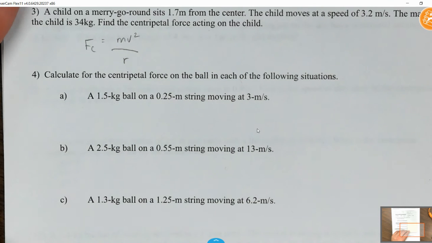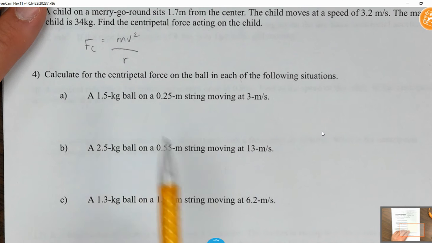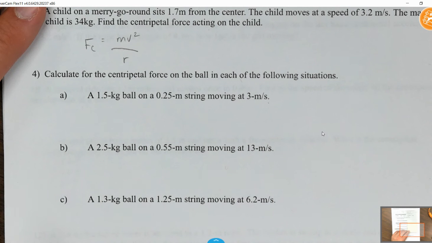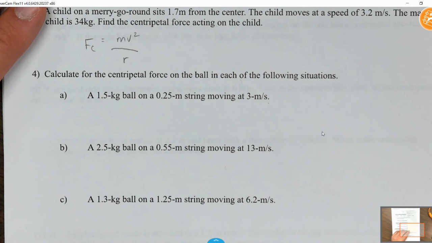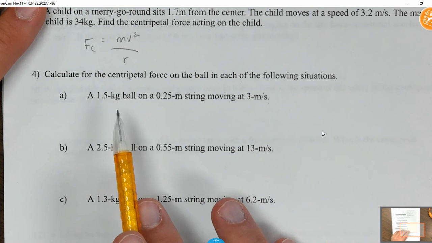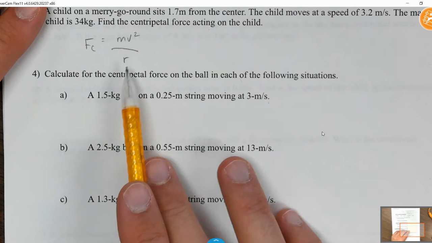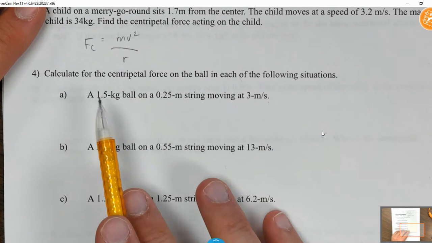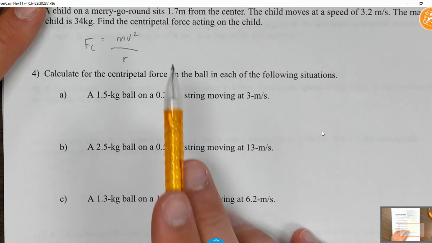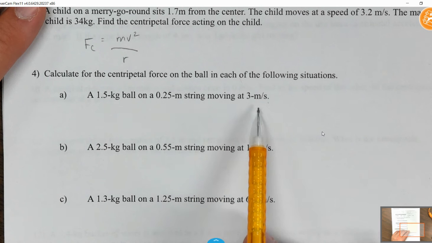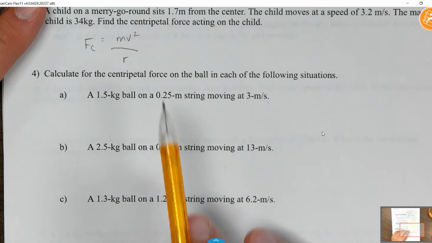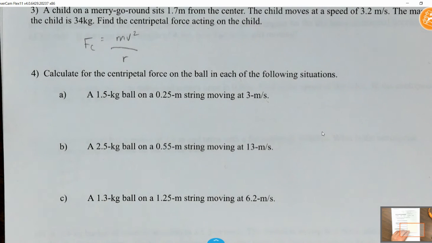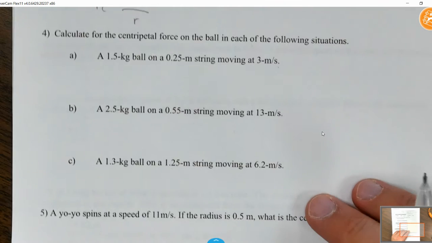In 4, they want centripetal force for each of these things. All right, so you have a mass, you have a radius, you have a velocity, you have a mass, radius, velocity. In the past, like I've done this on a quiz, I've had a problem just like this. They don't pay attention. They just literally would be like, oh, mv squared over r. They think it's in order, so they would do 1.5 times 0.25 squared divided by 3. Meters per second's velocity, so it'd be 3 squared times 1.5 divided by 0.25. So that is what you're looking to do here for number 4.